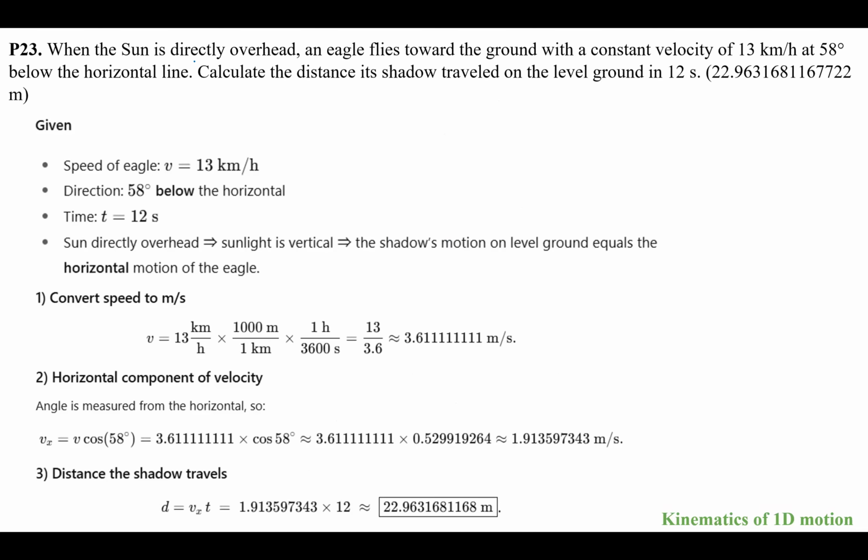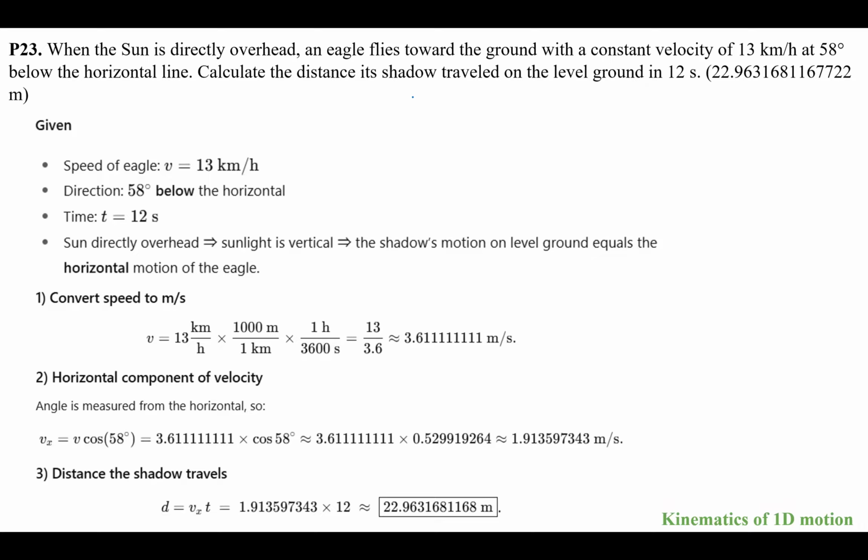And when the sun is directly overhead, an eagle flies toward the ground with a constant velocity of 13 kilometers per hour at 58 degrees below the horizontal line. Calculate the distance its shadow travels on the level ground in 12 seconds.